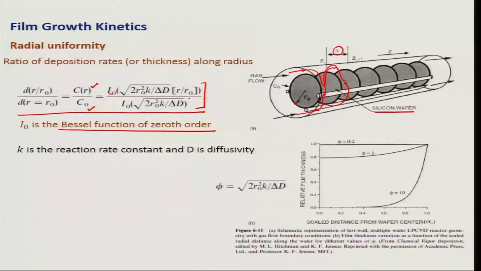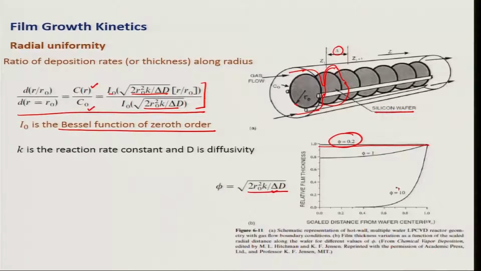If you know this quantity in the brackets, then you can find the Bessel function of that quantity in a standard mathematical table of Bessel functions. What is important is this factor here, because it appears in both places. This depends on the radius, delta, and the diffusivity of the reactants in the gas phase. Now, if phi is very small, you can see that deposition is very uniform.